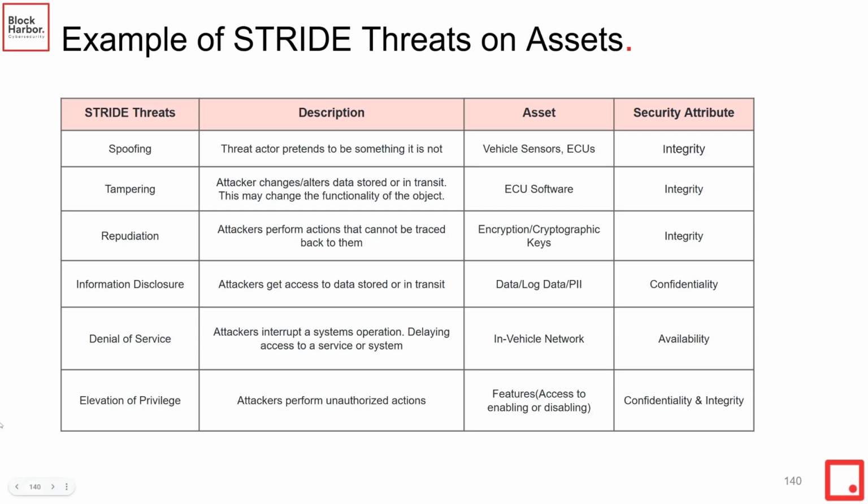Lastly, elevation of privilege involves attackers gaining unauthorized access to vehicle functions they shouldn't have control over. For instance, an attacker might find a way to enable or disable features like adaptive cruise control without proper authorization. This can affect both confidentiality and integrity, as it allows unauthorized changes to system settings.